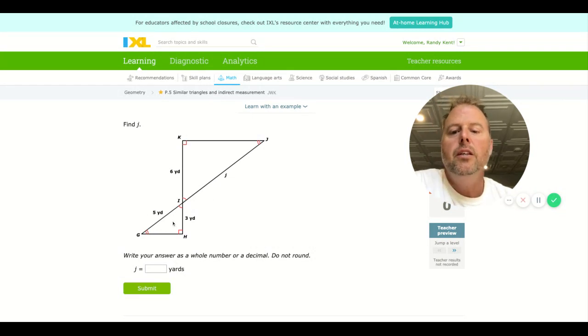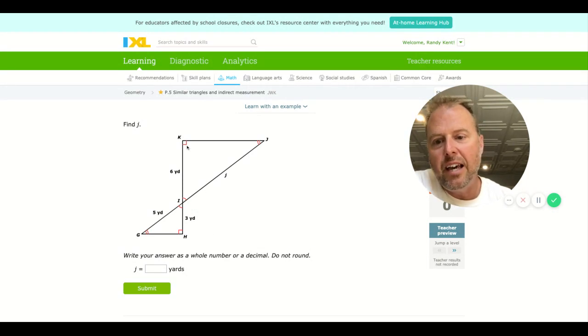Well, here's the thing. If you took this triangle and you rotated it around and put it on top of this one, they would be similar to each other. So notice that HI is 3 yards and IK is 6 yards. So it looks like I'm doubling the side length. So it has a similarity ratio of 2. So J over here would have to be twice as big as this 5 yards, this IG here. So if this is 5, J has to be twice as big, which would be 10 yards.